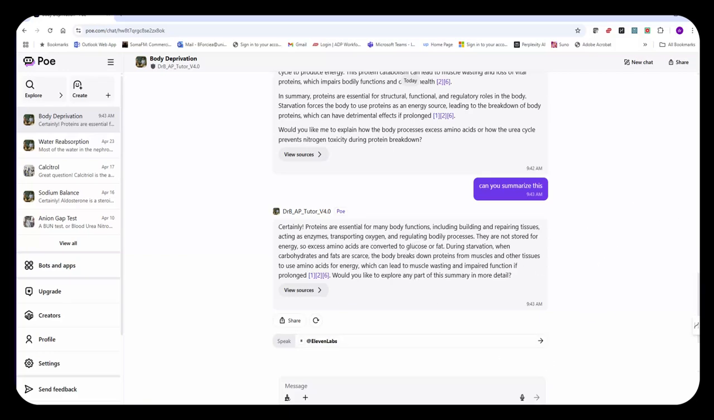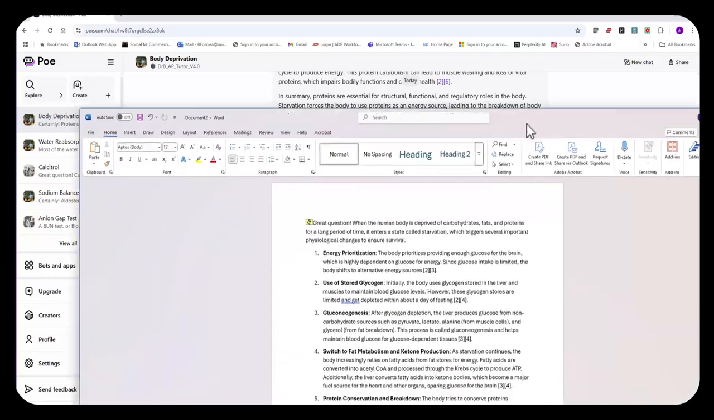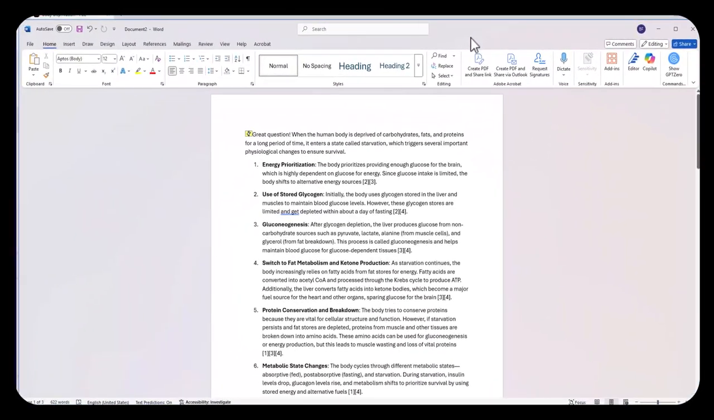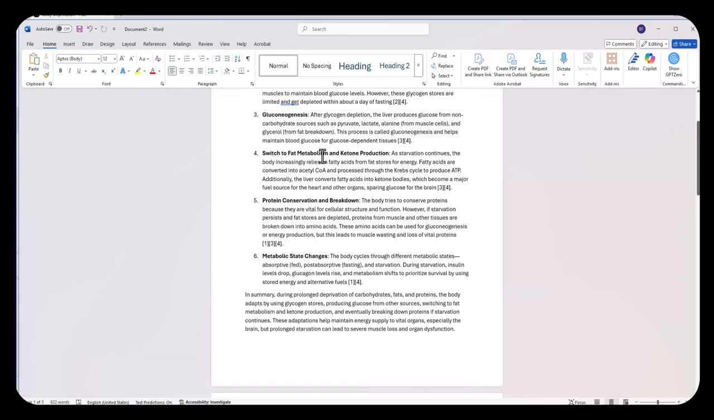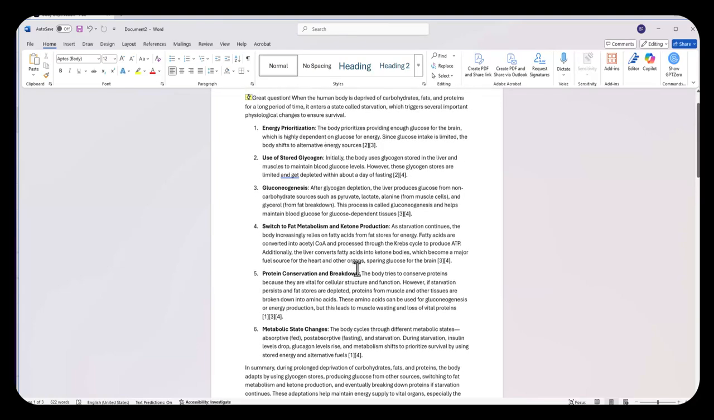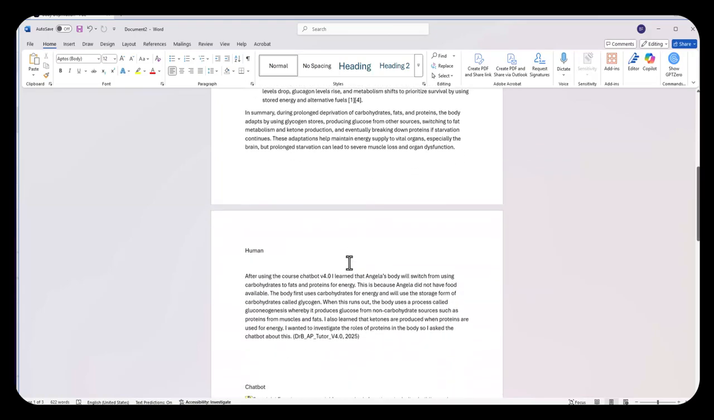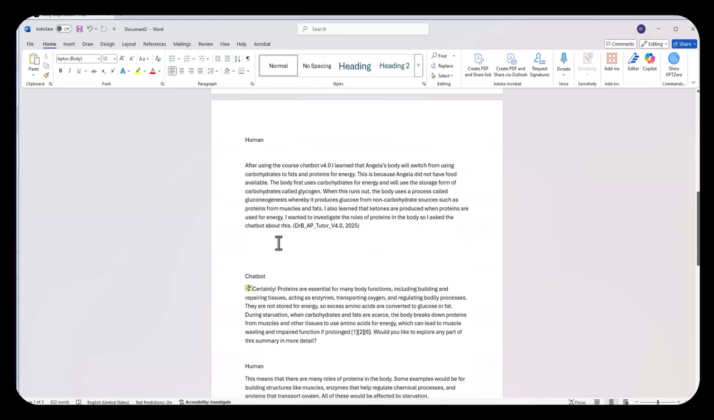Now, how do I use this information? So I'm going to pull over a Word document here. What I did was I copied and pasted the interaction into a Word doc so I could look at it and study it. So of course, I read through this and I read the summary. And now this is my interpretation of what I learned from the interaction.